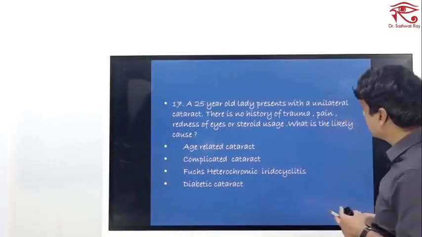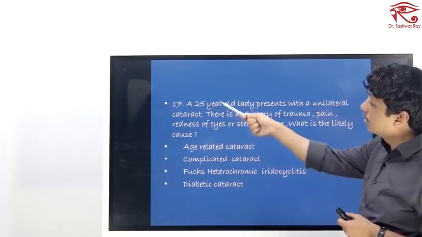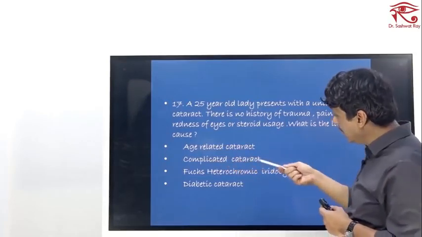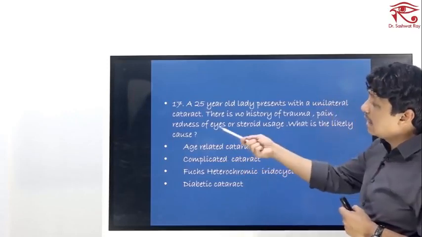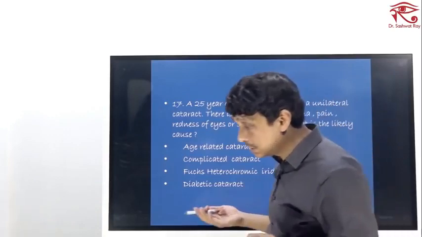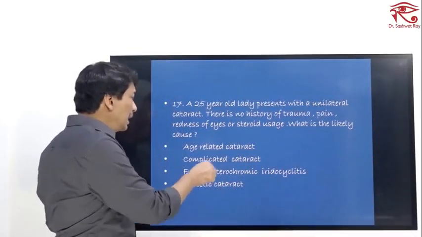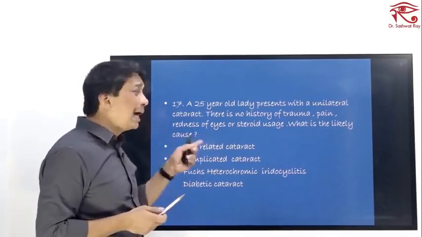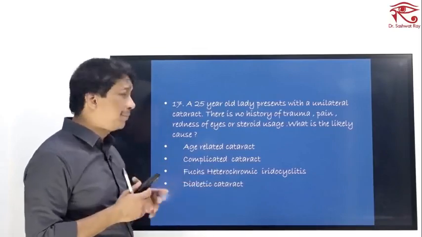So what is the best likely answer? Let's take a look at that. The first, age-related cataract, is absolutely incorrect because of the age. Second is a complicated cataract. We just said it cannot be because of the absence of pain and redness of eyes, which means there was no anterior uveitis before. The diabetic cataract is absolutely incorrect because there is no mention of diabetes here, and diabetic cataracts, remember, are usually posterior subcapsular, and there is no history of diabetes mentioned.